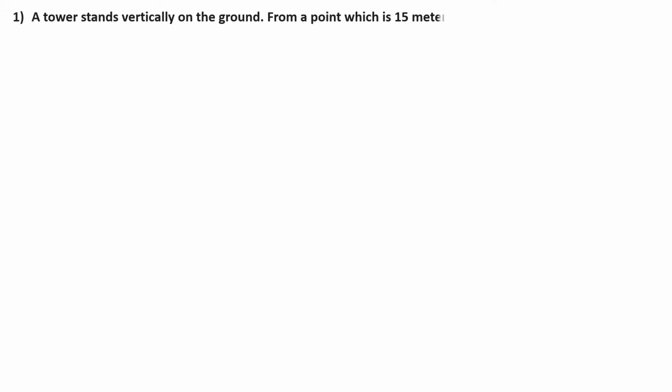The first question is, on the screen: a tower stands vertically on the ground. From a point which is 15 meters away from the foot of the tower, the angle of elevation of the top of the tower is 45 degrees. What is the height of the tower? So here I would like to give you a basic detail of a few terminologies.